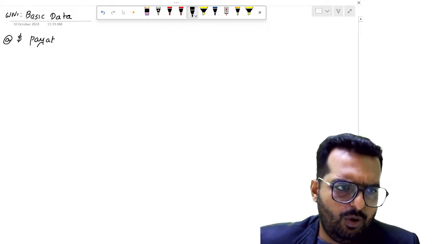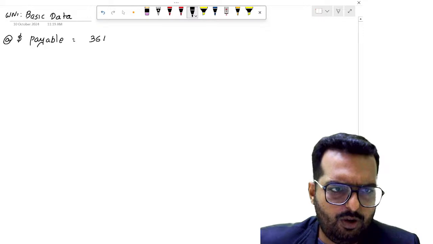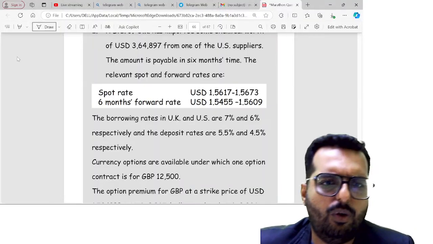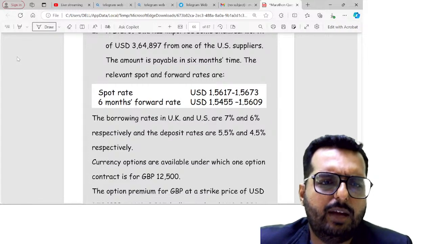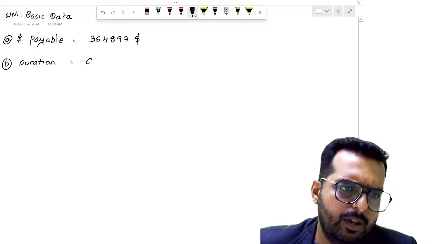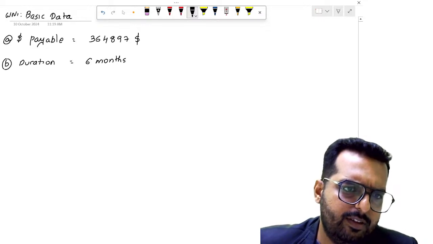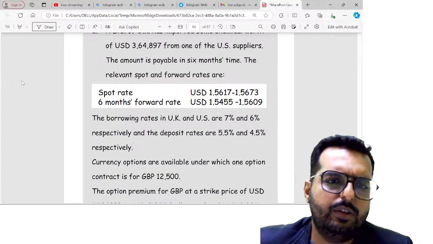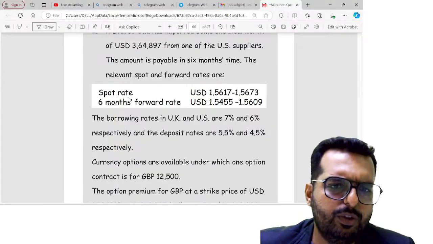Then I'll write down dollar payable. How much is the dollar payable? 364,897 dollars. All right. The amount is payable in how many months? So what is the duration they have told over here? The duration is turning out to be 6 months. Duration 6 months. And they have given you the spot rate and they have given you the forward rate.